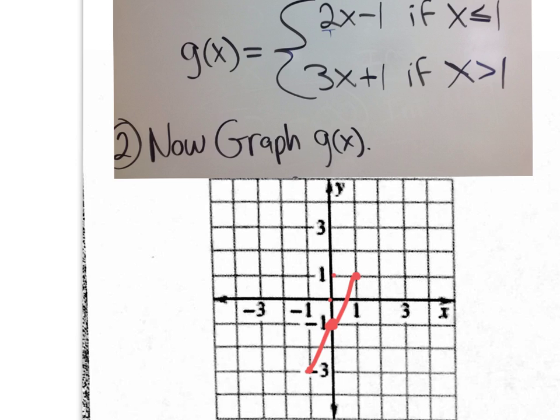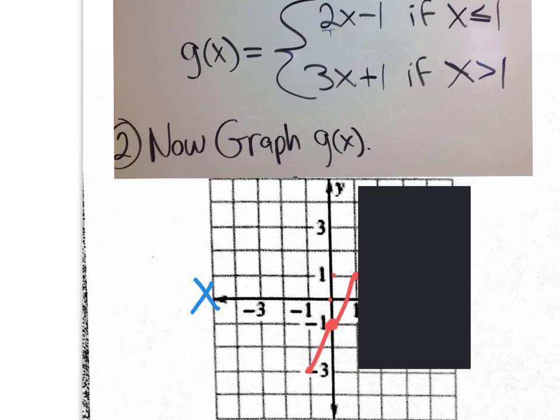So if I look at my domain value, it's telling me to look at the x values that are less than or equal to 1. So if you think about the x-axis right here, it has to be less than or equal to 1. So here's 1. So maybe I should do this. Let me do this.